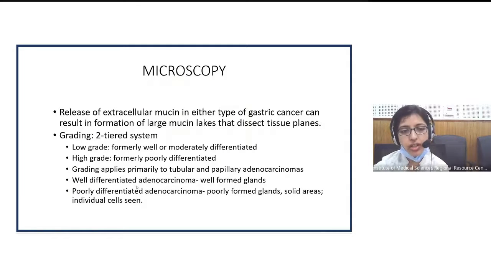Differentiation is based on the extent of glandular differentiation, the extent to which tissue forms glands. So when we have well-formed glands, we call it well-differentiated adenocarcinoma. When we have poorly formed glands and more solid areas or a single-cell infiltration pattern, then we call it poorly differentiated adenocarcinoma. And the grading primarily applies to tubular and papillary adenocarcinoma.